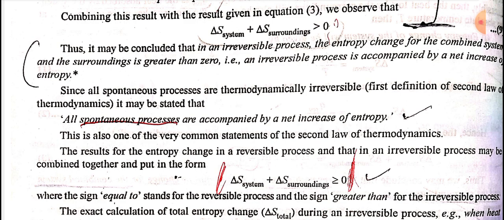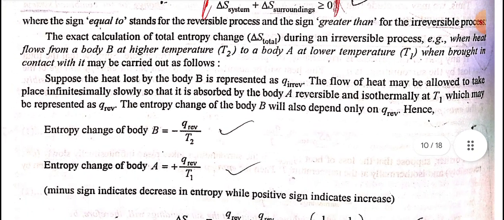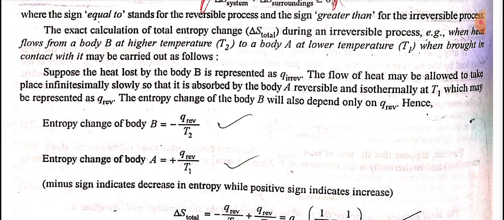The results for the entropy change in a reversible process and that in an irreversible process may be combined together and put in the form delta S system plus delta S surroundings greater than or equal to 0, where the sign equal to stands for the reversible process and the sign greater than stands for the irreversible process.